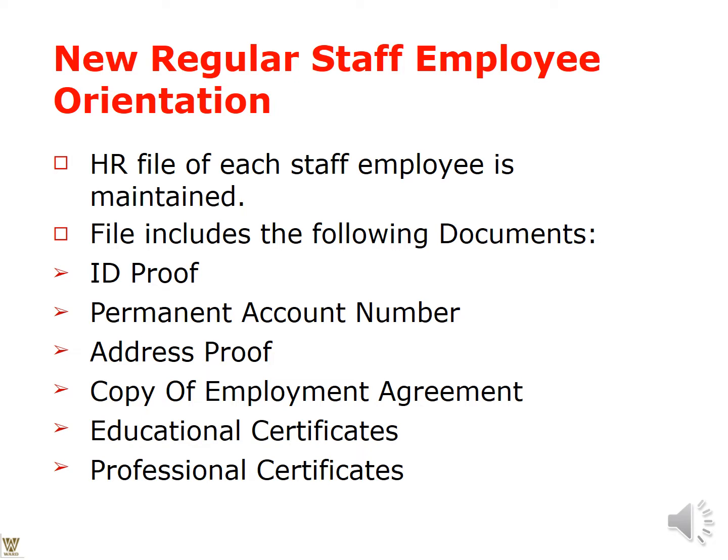The file includes the following documents: the ID proof, and this is the government ID proof that we're talking about, the permanent account number in terms of their savings, the provident fund account number in terms of gratuities, the address proof, the residential address proof, be it permanent or temporary. In case the employee is from a different city, both residential address proofs need to be there.